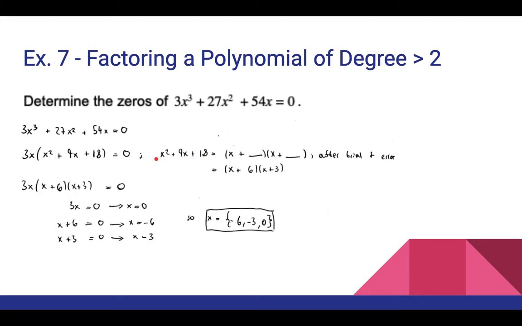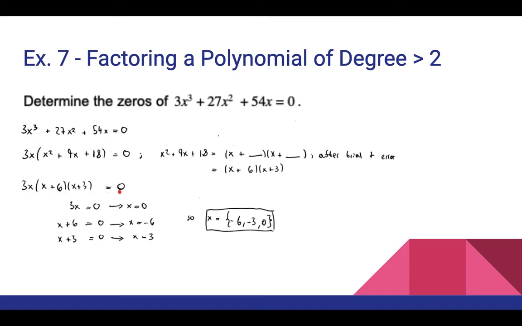So we focus on the x squared plus 9x plus 18 now. This is quadratic, so we can factor it as x plus blank times x plus blank. So we need two numbers that multiply together to give us 18, and when we add them together give us 9. And we can quickly identify that 6 and 3 satisfy both of these conditions. So our factors are x plus 6 and x plus 3. So we're going to get 3x times x plus 6 times x plus 3 as our factors.